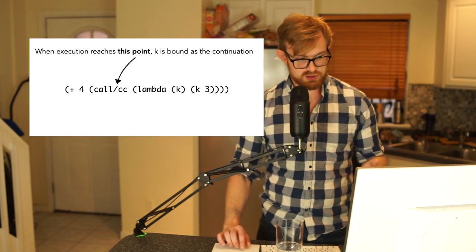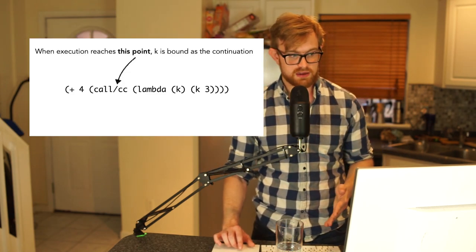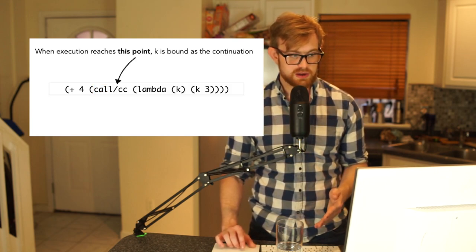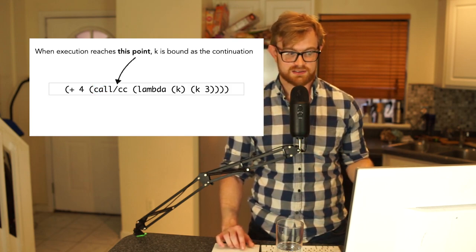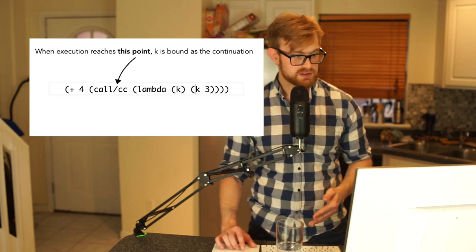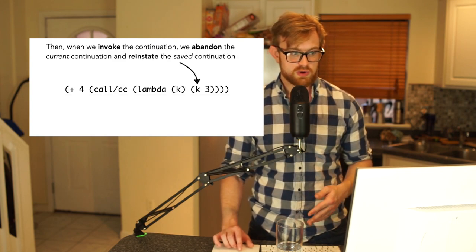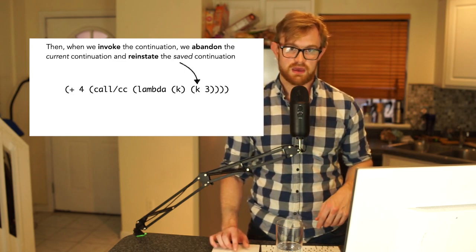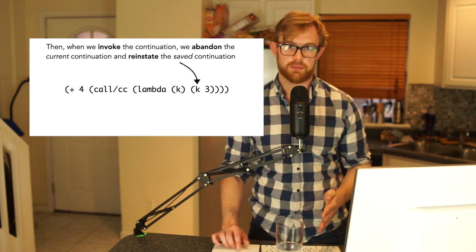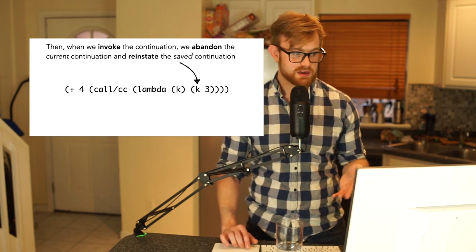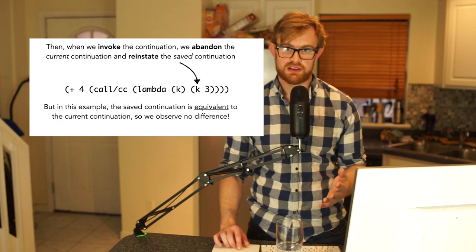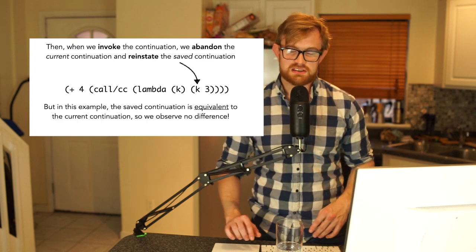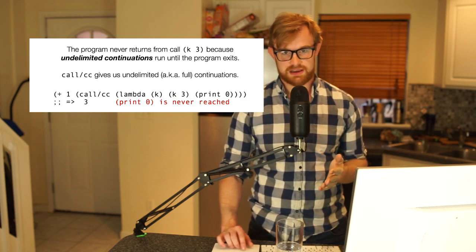So when control flow executes and hits this point right here, the call/cc, k is going to get bound as the continuation for plus 4 and then x, all right? And then when we invoke this continuation k right here, we abandon the current continuation and we reinstate the saved continuation. But here's the crucial thing. For this example, it's kind of a degenerate case because the saved continuation is equivalent to the current continuation, and so we don't really observe any difference. All right, now let's look at this next example right here.